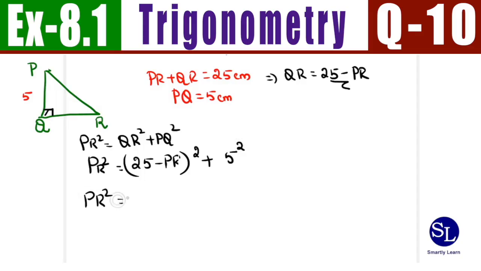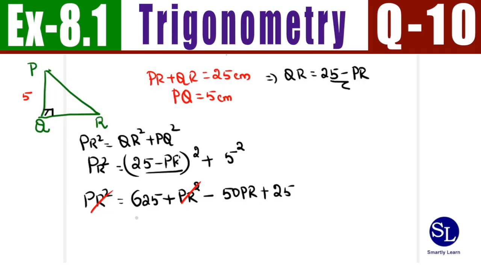PR square is equal to, this is A minus B the whole square, so I'm using the formula A square minus 2AB plus B square. So 25 square is 625 plus B square, which is PR square, minus 2AB. So 2 into 25 into PR, which is minus 50 PR, plus 5 square is 25. Now let's strike out the common one. So PR square and PR square is getting cancelled.